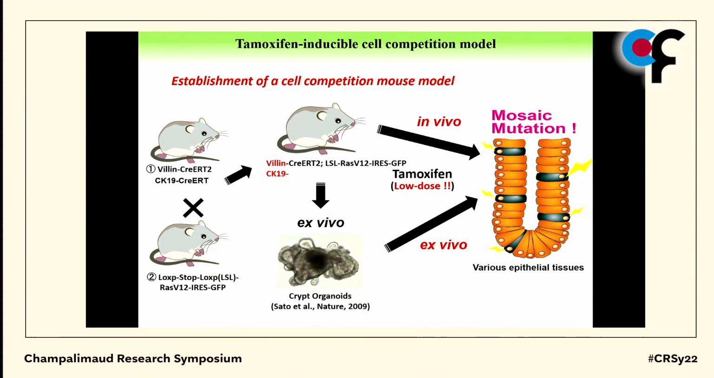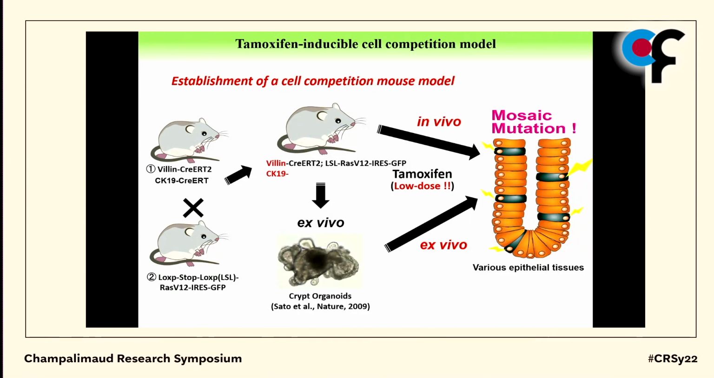Then we added a low dose of tamoxifen. Under this condition, because of the low dose, recombination frequency is induced at a low level. So in various types of epithelial tissues, expression of Ras and GFP was induced simultaneously in a mosaic manner within the epithelial tissues. Then we can examine the interaction between normal and newly emerging transformed cells in vivo and also in organoids.